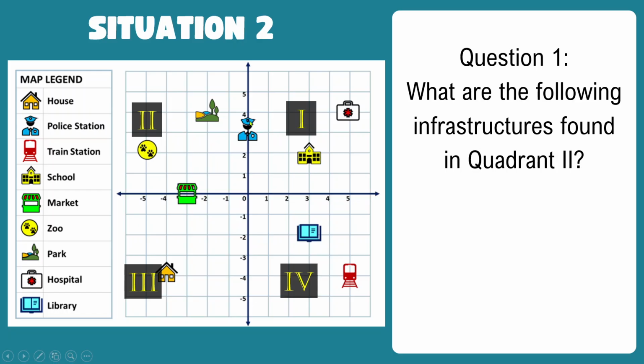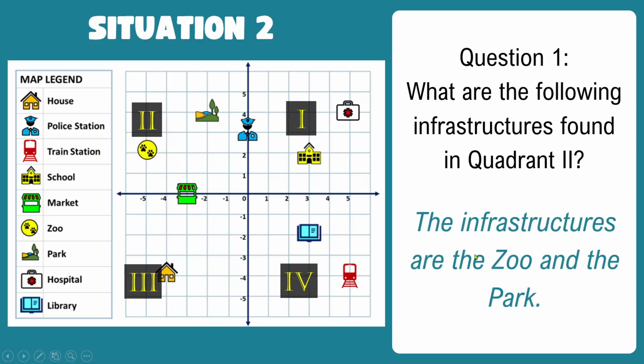How about the police station? Is it not in quadrant 2 also? Just like the market, it's not found in any quadrant because it lies on the y-axis. If you can see, the x-coordinate of the police station is 0, and then the y-coordinate is 3. So the x-coordinate is 0, that's why it doesn't belong to any quadrants. So our answer should be the zoo and the park. The infrastructures are the zoo and the park found in quadrant 2.